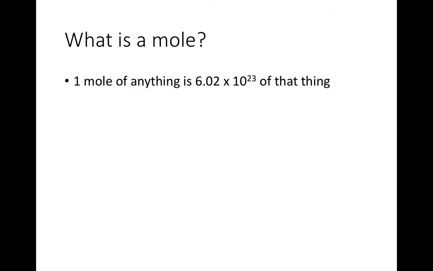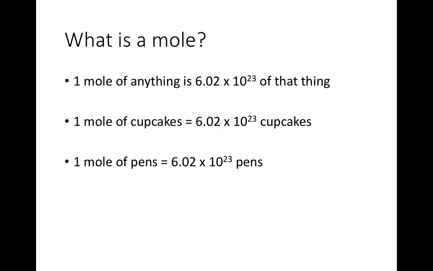So in chemistry, when we say 1 mole of anything, it means we've got 6.02 times 10 to the power 23 of that thing. That sounds super vague and super confusing. So let's use some concrete examples here. If I have 1 mole of cupcakes, it means I have 6.02 times 10 to the power 23 cupcakes. That's a lot of cupcakes.